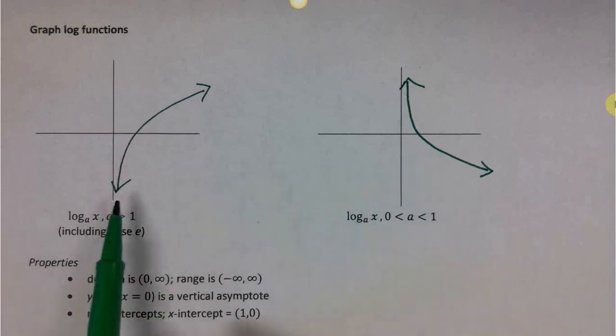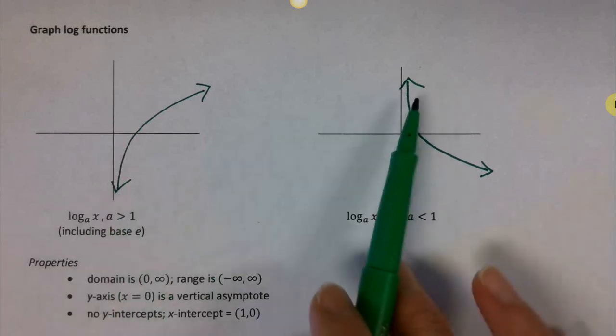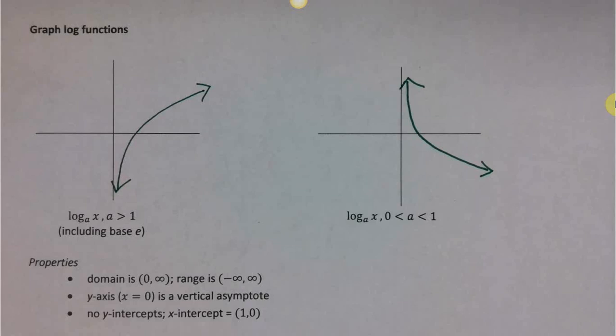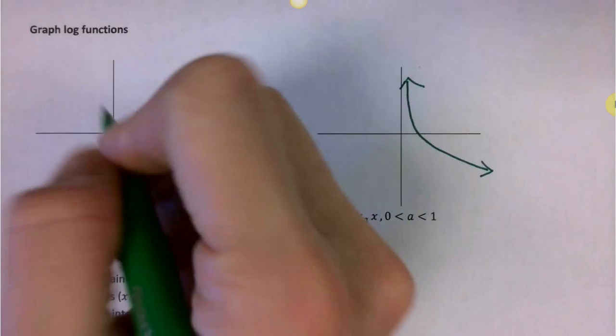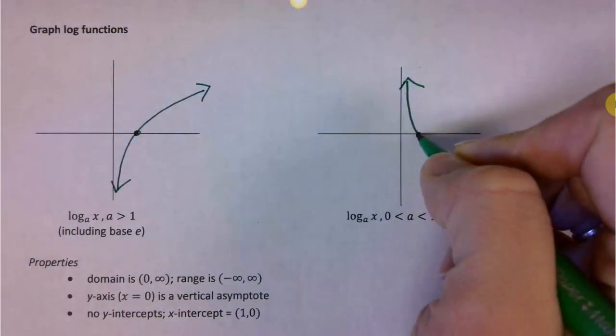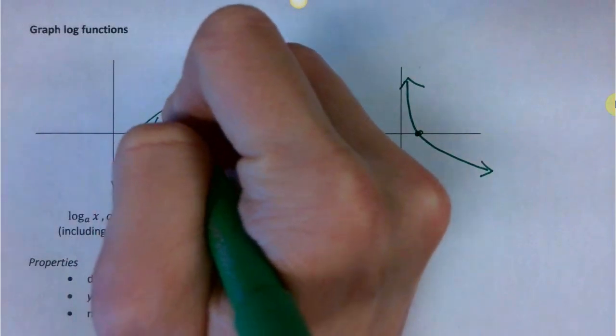Now both of these graphs, as x gets closer to 0, the graphs are getting closer and closer to the y-axis, but never actually touch or cross the y-axis, which means that the y-axis, or the line x equals 0, serves as a vertical asymptote for these functions. And also because it never touches or crosses the y-axis, it means that these graphs are not going to have any y-intercepts. But the x-intercept is going to be (1, 0). So this point in both of these graphs is the point (1, 0).